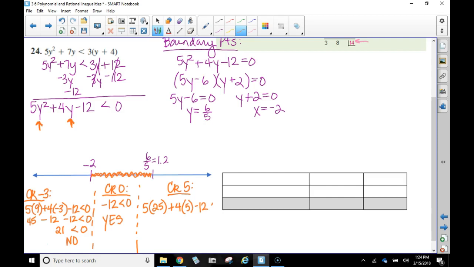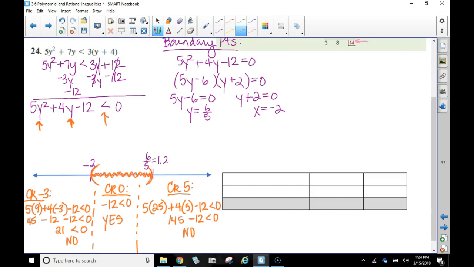I'm going to see if that's less than 0, and there is no way that stuff's going to come out to be a negative, which is less than 0. 125 plus 20 is like 145 minus 12. That's definitely not less than 0. Nope. Okay? So my solution set consists of all values in between -2 and 6/5. Now, because the symbol is just a less than, we don't include those endpoints at -2 or at 6/5.